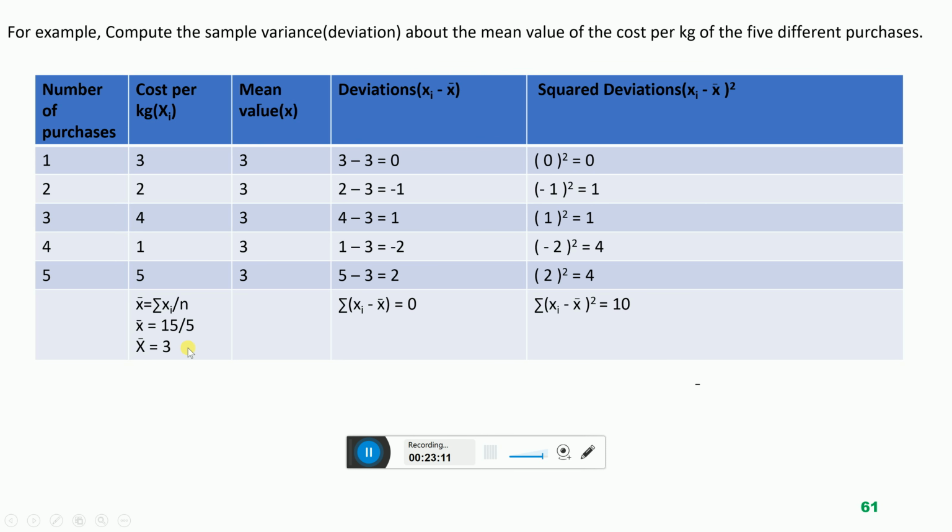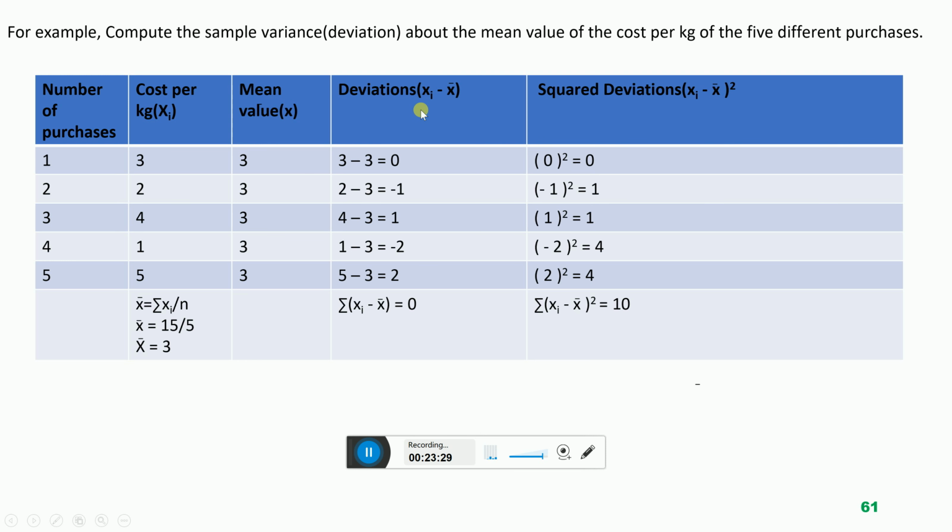This means the average cost per kg of the 5 different materials is $3. So we compute the mean value of the data items 3, 3, 3, 3 and 3. Now, deviations about the mean.